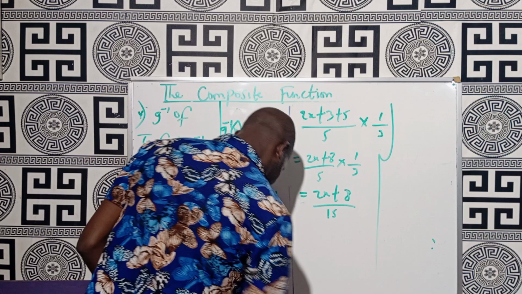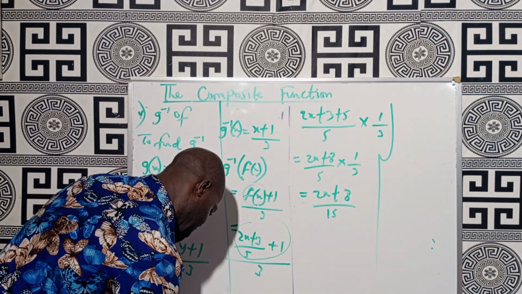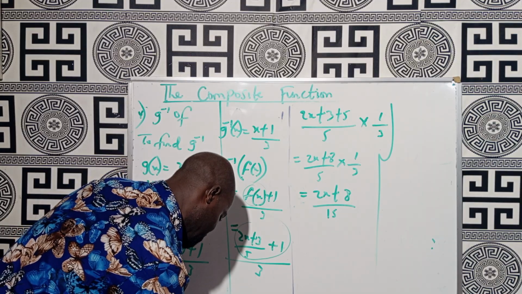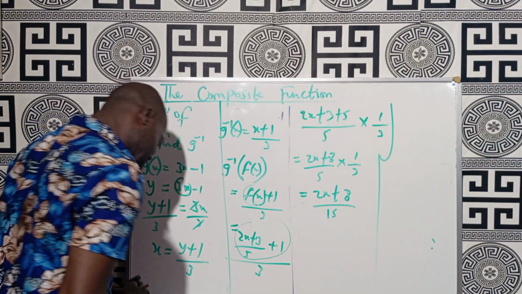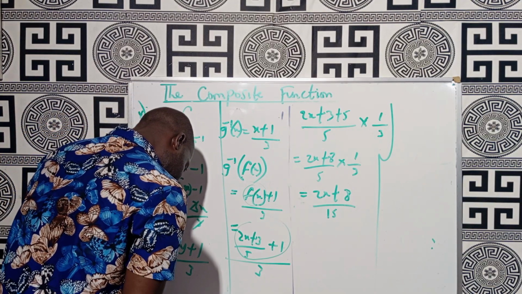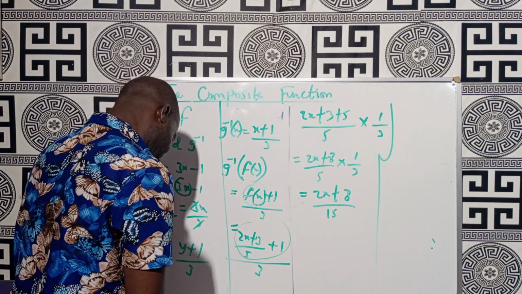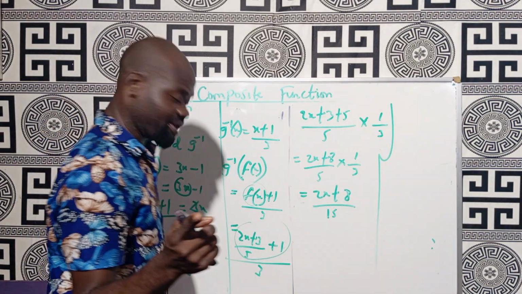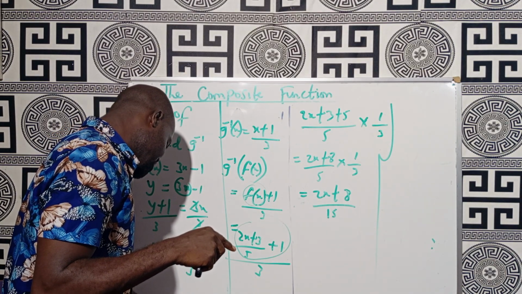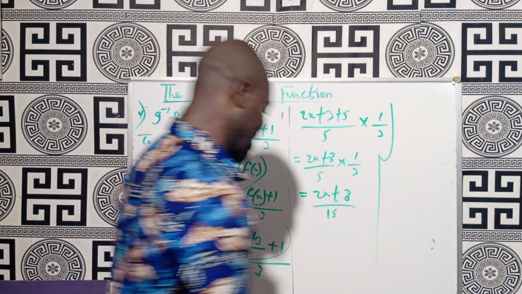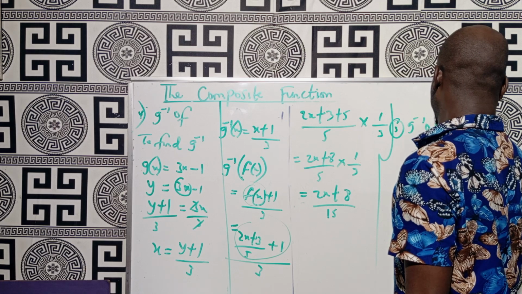So let me write the answer down also. My g minus 1 of f is 2x plus 8 all over 15. So we've gotten that. What's the next thing? The next thing is g minus 1 of f minus 1. I think I've cleaned it, sorry, but I think it should be this. G minus 1 of f minus 1. Yes, that's the last one. Number 5. G minus 1 of f minus 1. So let's see this.